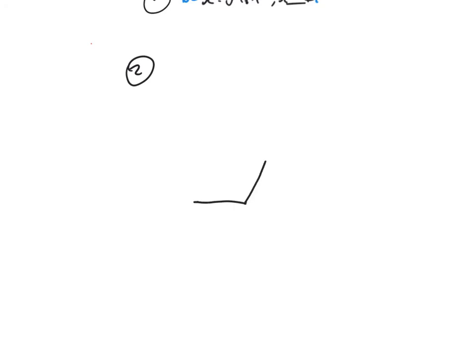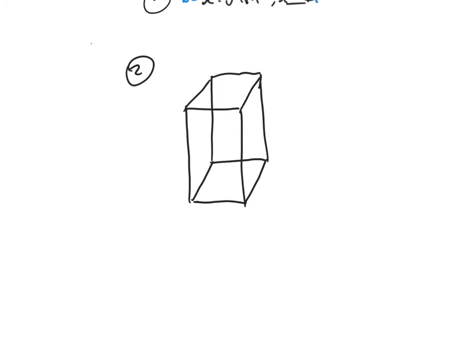Okay, let's try an example 2. Okay, this time we've got another cuboid. And we're told that this length is 9, this length is 12, and that this length is 36. And again, we're looking for the space diagonal from the front to the back here, which we're going to call T.